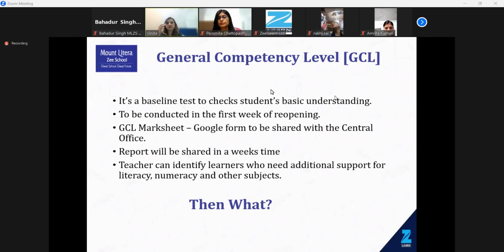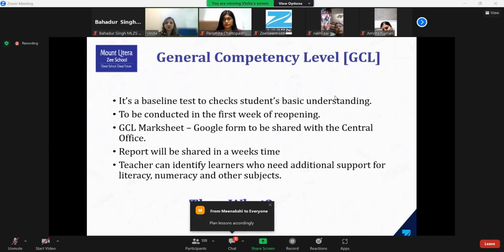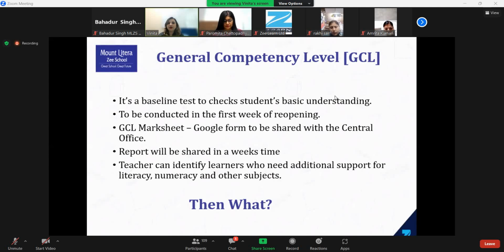Work according to that, Priya is saying. Okay, according to the results. Work according to the results is what Priya says. What about others? What's the next step? Once you've identified your student who needs additional support, what do we do next as an educator? Plan lessons accordingly. Okay. Then what next? Anything else? Anything different? After a GCL is conducted, what happens? Come on, I'm waiting.